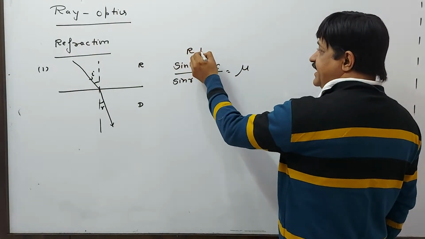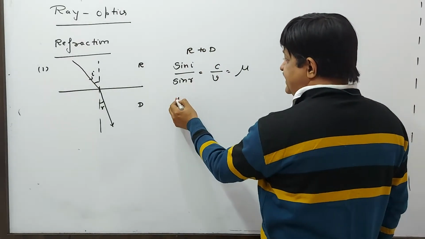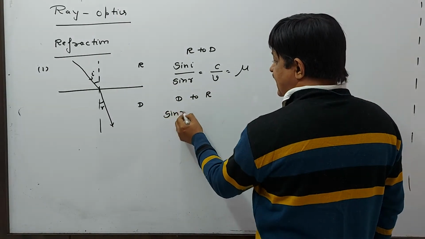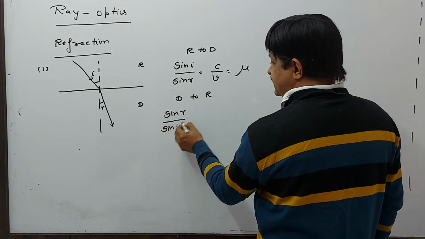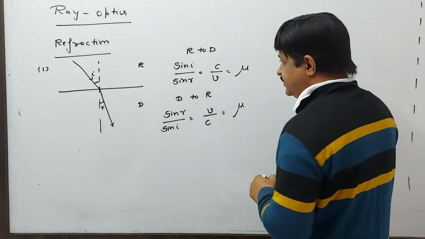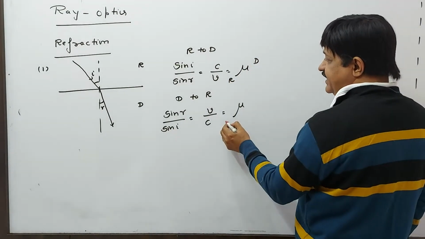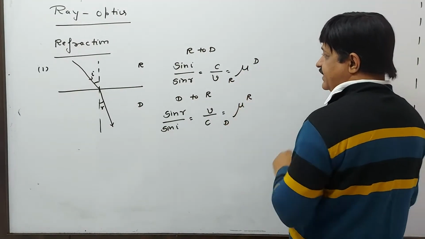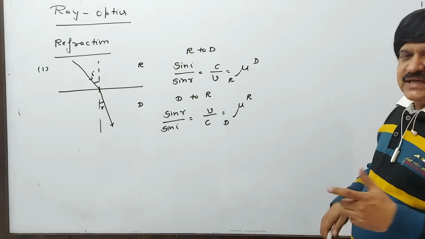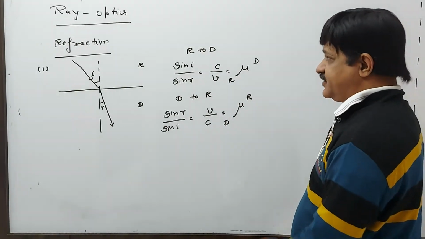This is for rarer to denser. But when you go from denser to rarer, this becomes sine R upon sine I, which should equal V by C, and we call it again mu. So from rarer to denser you write it one way, and from denser to rarer you write it the other way. This is the first important concept. Just recall it; with all the numericals you will learn everything, but this is the first concept, refraction.